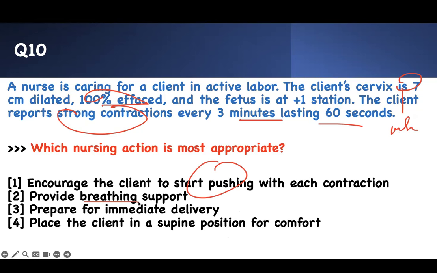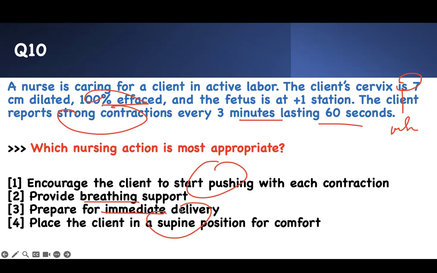At this stage, we're not ready to push yet. There's no need for immediate delivery of the baby because we are in active phase. This question requires you to find the active phase, find the numbers given, and you know that we are in the active phase. Supine position is no. No pregnant lady should be in the supine position. Therefore, number 2 is the right answer.